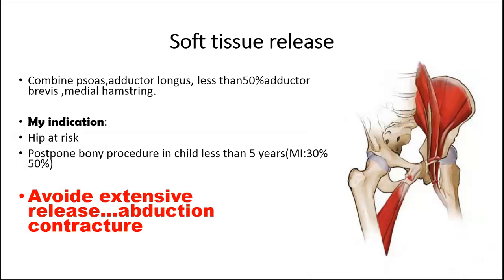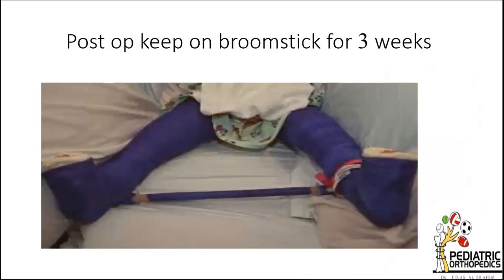We start soft tissue release, combining psoas, adductor longus, adductor brevis less than 50%, and medial hamstring. We do this for the patient who has hip at risk, and we postpone the Pony procedure in children less than 5 years and who have migration index 30 to 50%. And we avoid extensive release of the adductor group and flexion to prevent abduction contracture. And keep the patient in prone stick for 3 weeks, then start physiotherapy.